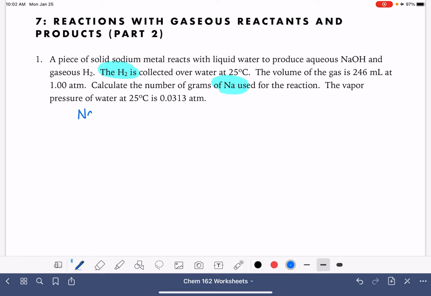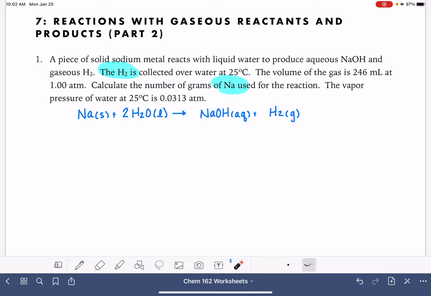Reading the problem, it tells us that we have solid sodium and it is reacting with water. I'm going to leave some room to add coefficients when I balance this equation. And the products are sodium hydroxide, NaOH, which is aqueous, and H2 gas. And now I'm just going to check and see if it's balanced. One sodium, two hydrogens, 1, 2, 3 hydrogens. So obviously we're going to need some more hydrogens over here. We'll put a 2 right there.